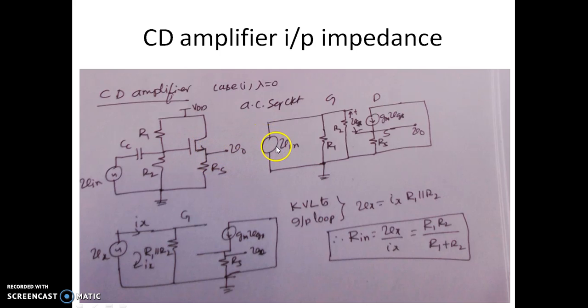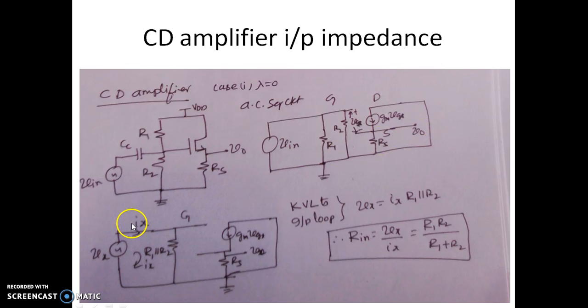The AC equivalent circuit of the CD amplifier with lambda 0 is given by this. Now we have R1, R2 coming in parallel here, and this is the representation of the MOSFET, gm into VGS. RS is the load resistor over here. So V0 is taken here.